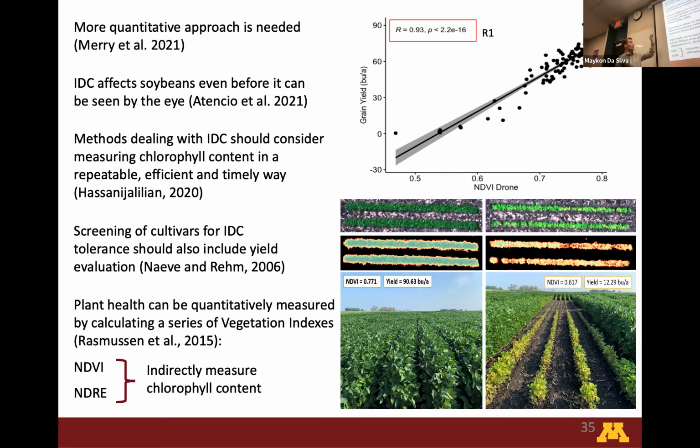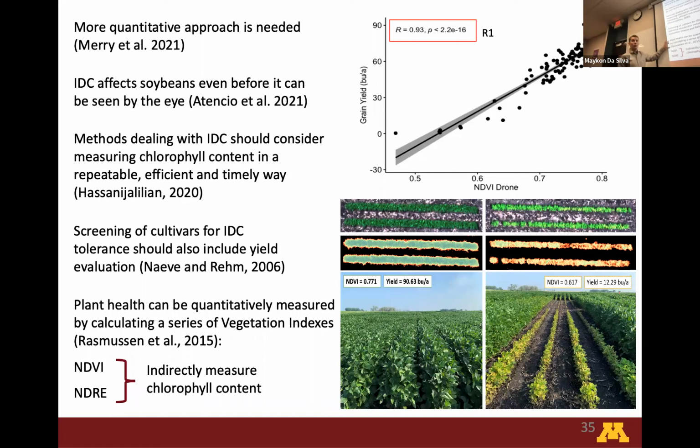We also found that methods dealing with IDC should consider measuring chlorophyll content in a repeatable, efficient, and timely way. And that screening of cultivars for IDC tolerance should also include yield evaluation. So then we thought, well, what if we work on something that includes yield evaluation, and that is also a more quantitative approach to assess IDC?